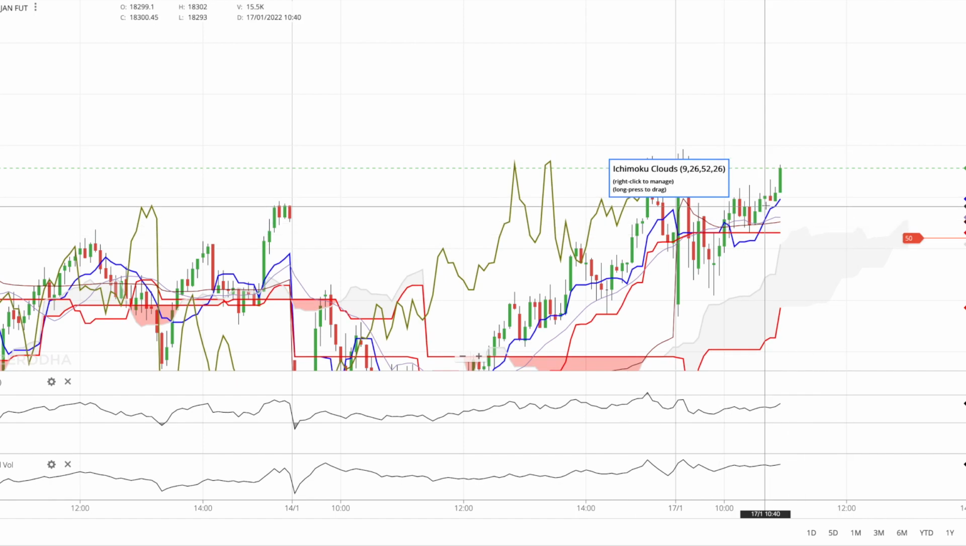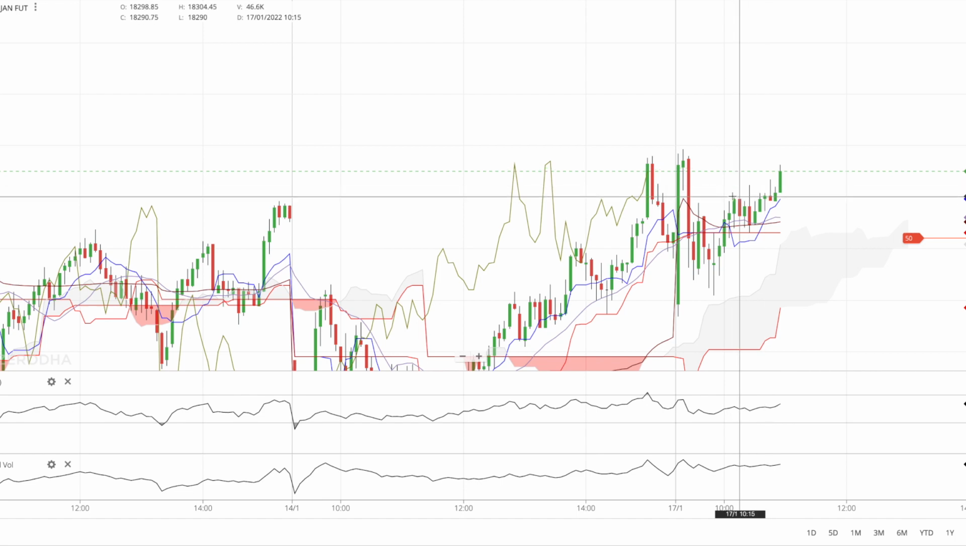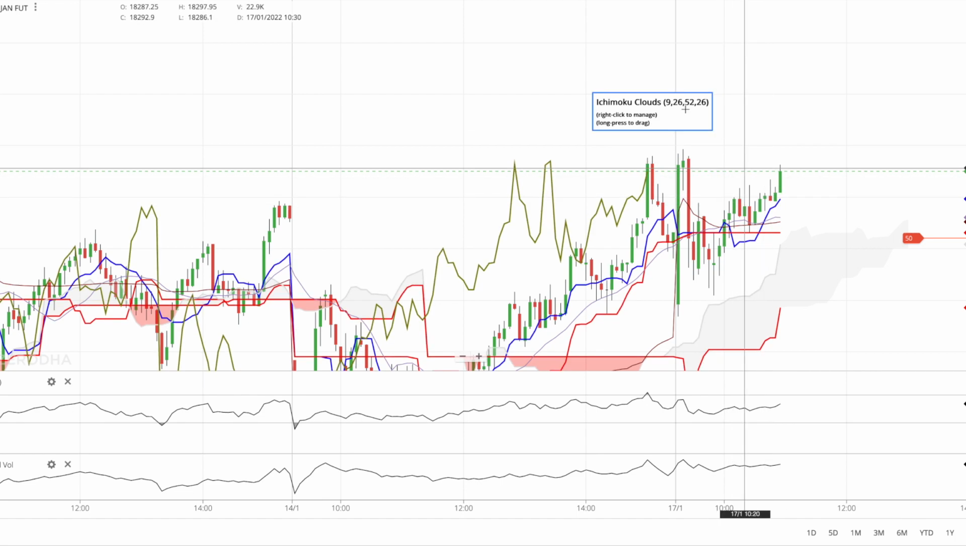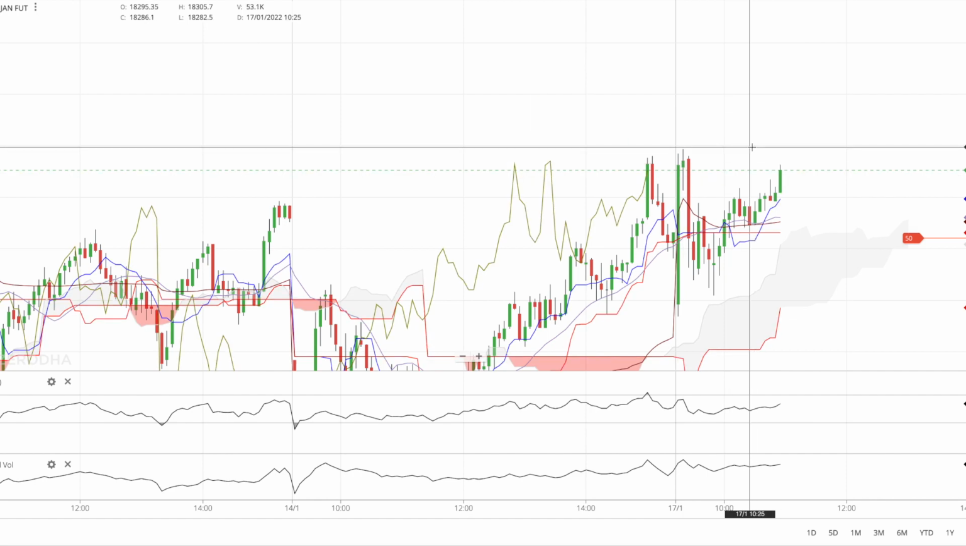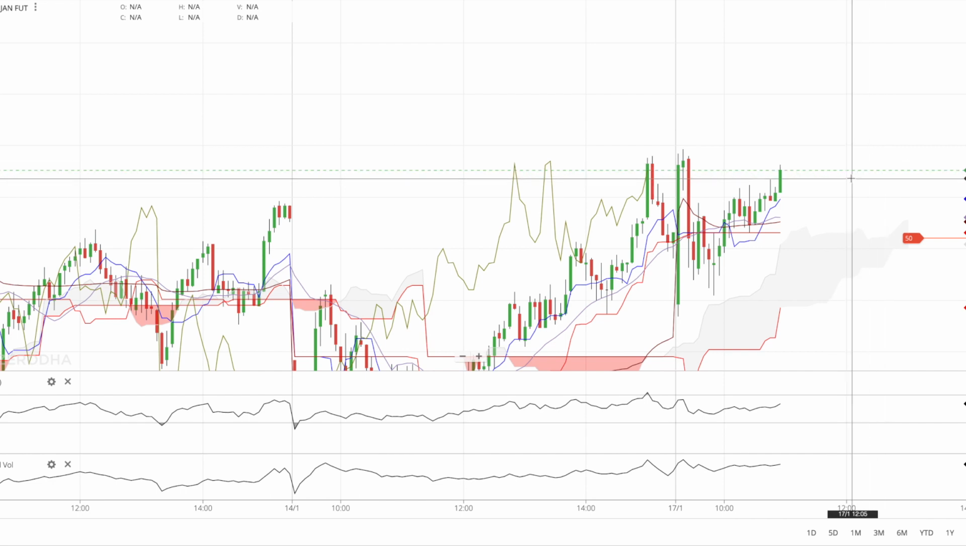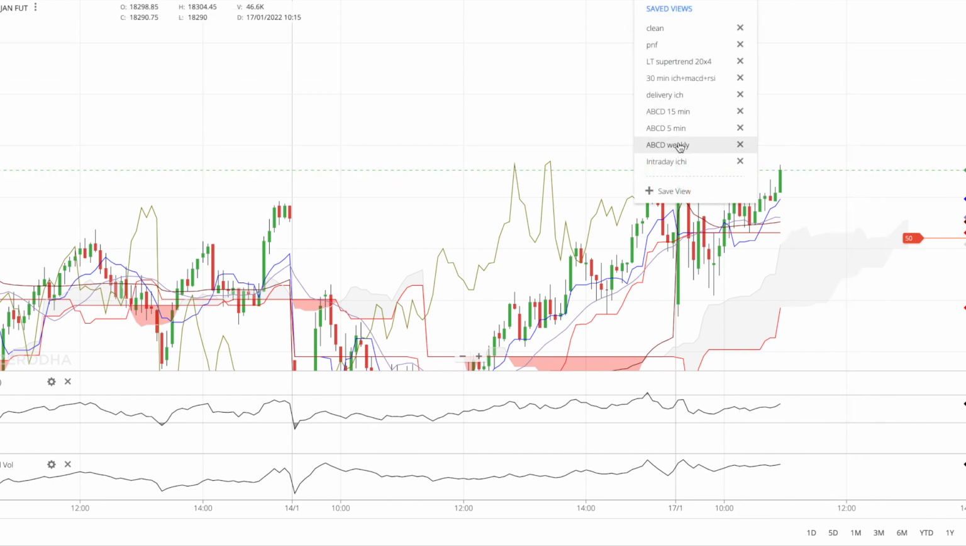So there was a crossover here, and this is where I went long. So it's a strong trend as such, and I'm waiting for this high to be taken out. My target is 17,400 levels based on 15-minute reading.